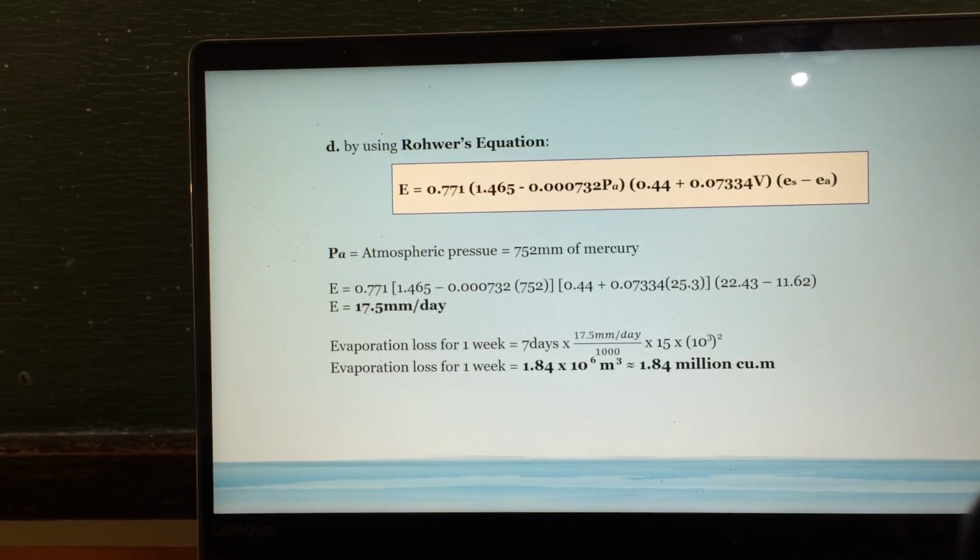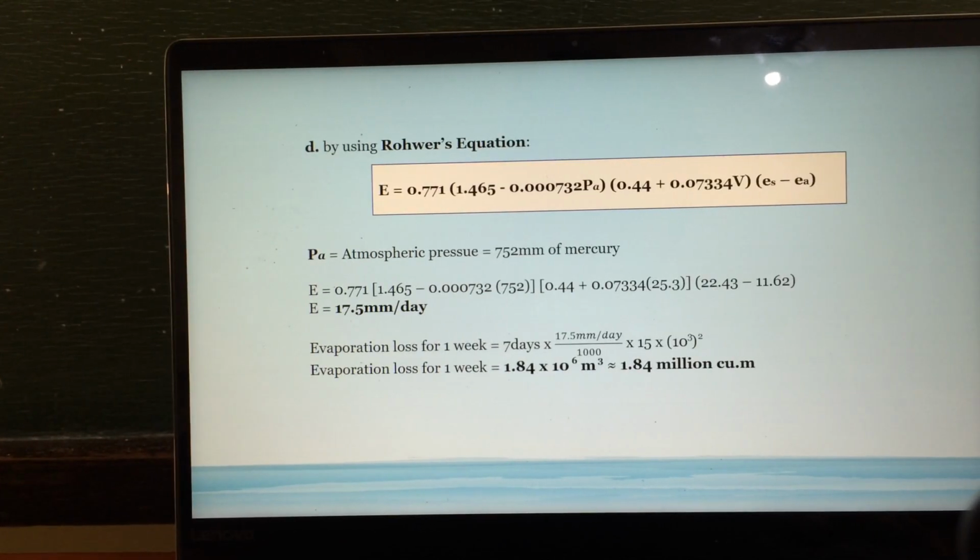D. By using Rohwer's equation with the formula of E is equal to 0.771 times the quantity of 1.465 minus 0.000732 P sub A, times the quantity of 0.44 plus 0.07334 V, times the quantity of E sub S minus E sub A. P sub A is equal to atmospheric pressure, which is equivalent to 752 mm of mercury.